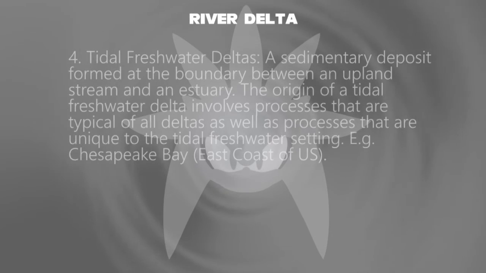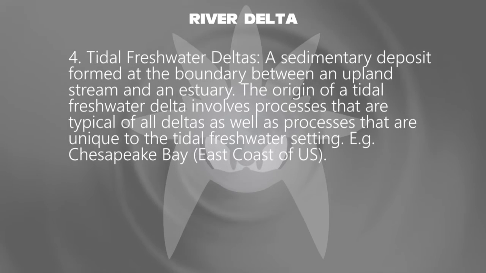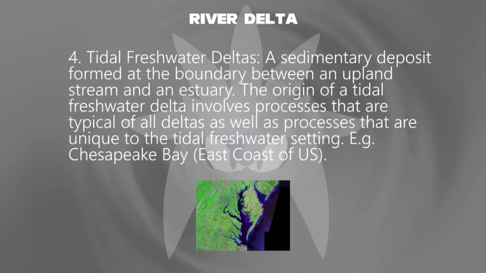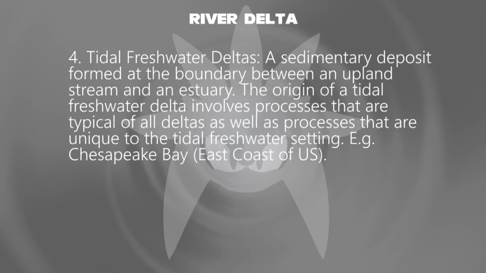Next, the tidal freshwater deltas. A tidal freshwater delta is a sedimentary deposit formed at the boundary between an upland stream and an estuary. The origin of a tidal freshwater delta involves processes that are typical of all deltas as well as processes that are unique to the tidal freshwater setting. For example, many tidal freshwater deltas are prograding into Chesapeake Bay along the east coastline of the United States.